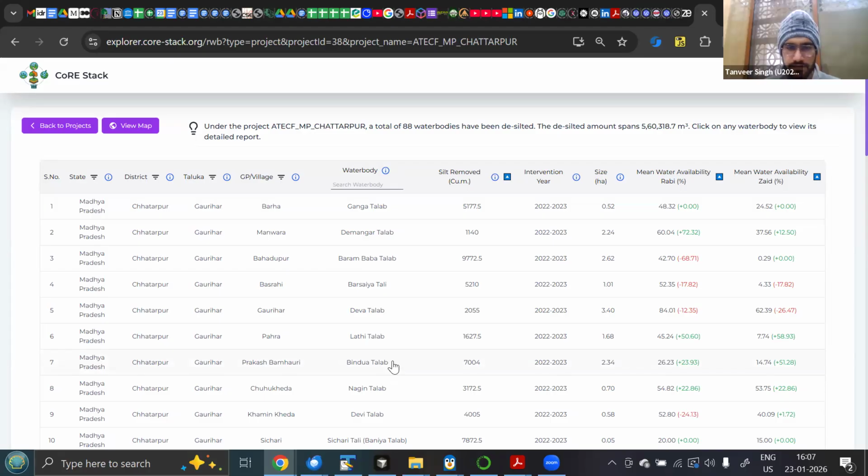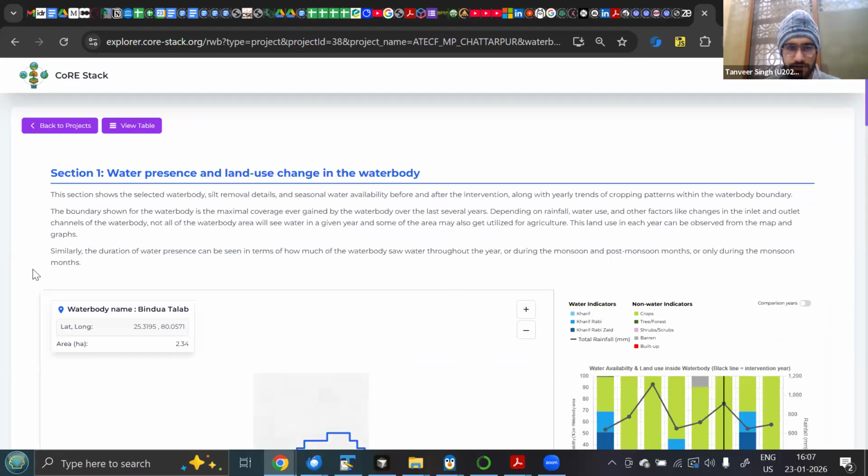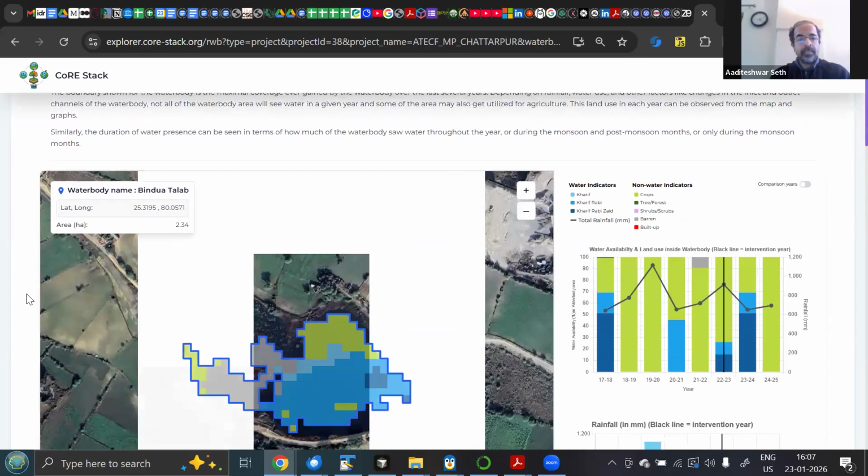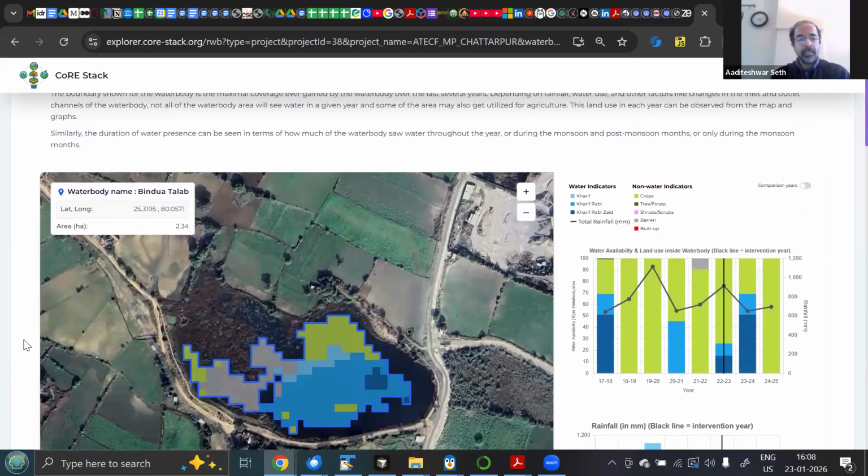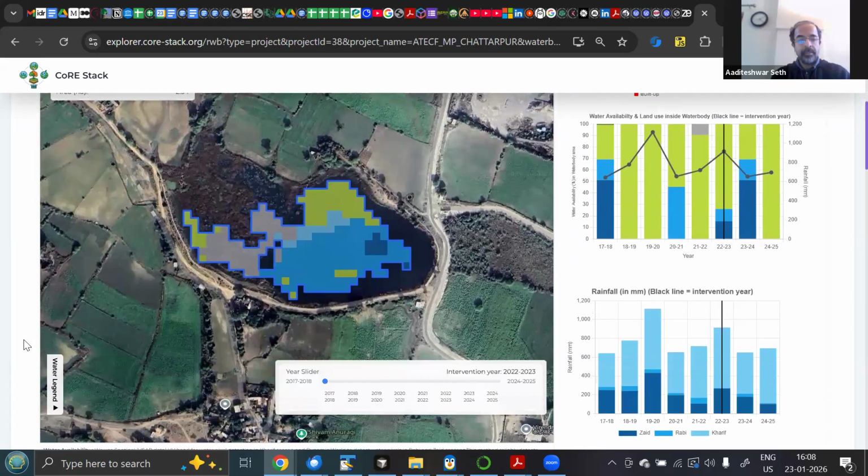So if we go to, let's say, this one, what we are doing in CoreStack is we automatically detect these water bodies. Now what this dashboard is showing is that in 2017, this large patch is perennial water. That water was here throughout the year. This is slightly lighter: water was here until the post-monsoon, winters. And this is water that was there only during the monsoon. And this other area did not have water. This was probably barren or maybe somebody cropped something over here.